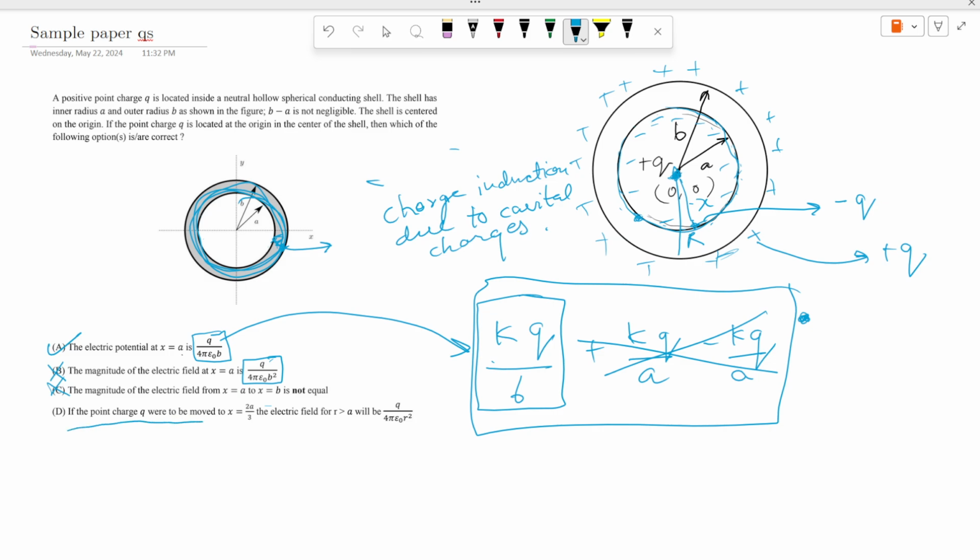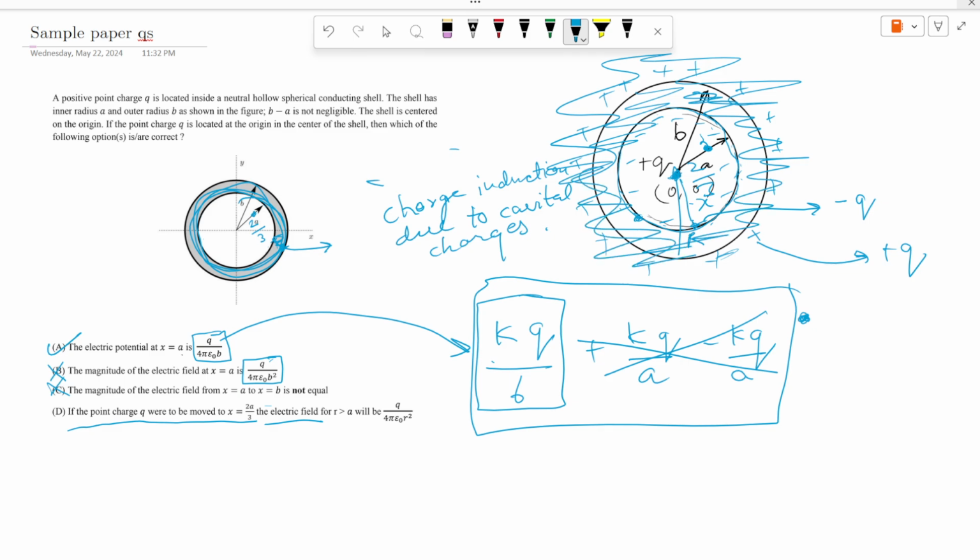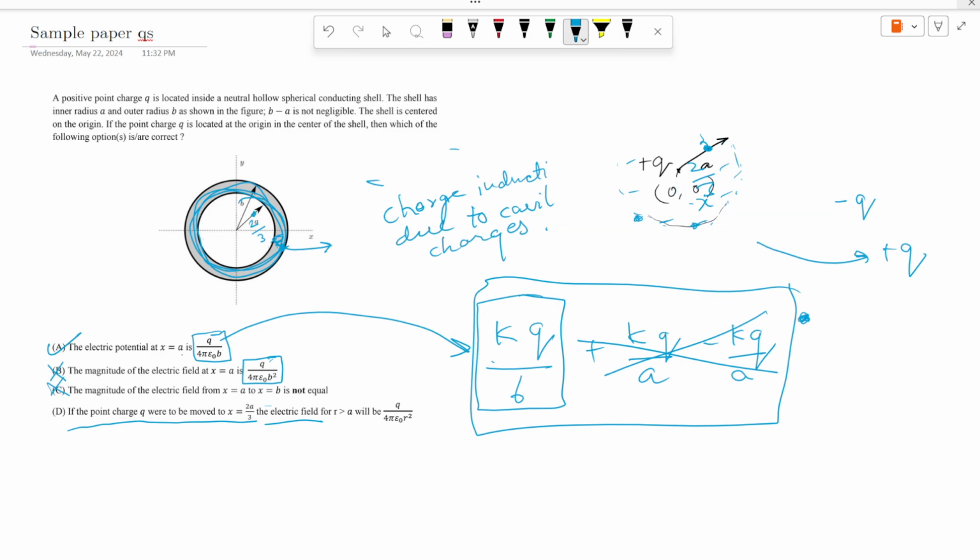If the point charge q were to be moved to x equals, okay, this is where we can consider 2A by 3, right, at this place, then the electric field for r greater than A. Okay, so what is the locus of r greater than A? It is this and all the outside area. This also includes the metal surface, right? This is the locus of it. If you were to put it into Desmos, you would get this stuff right here.